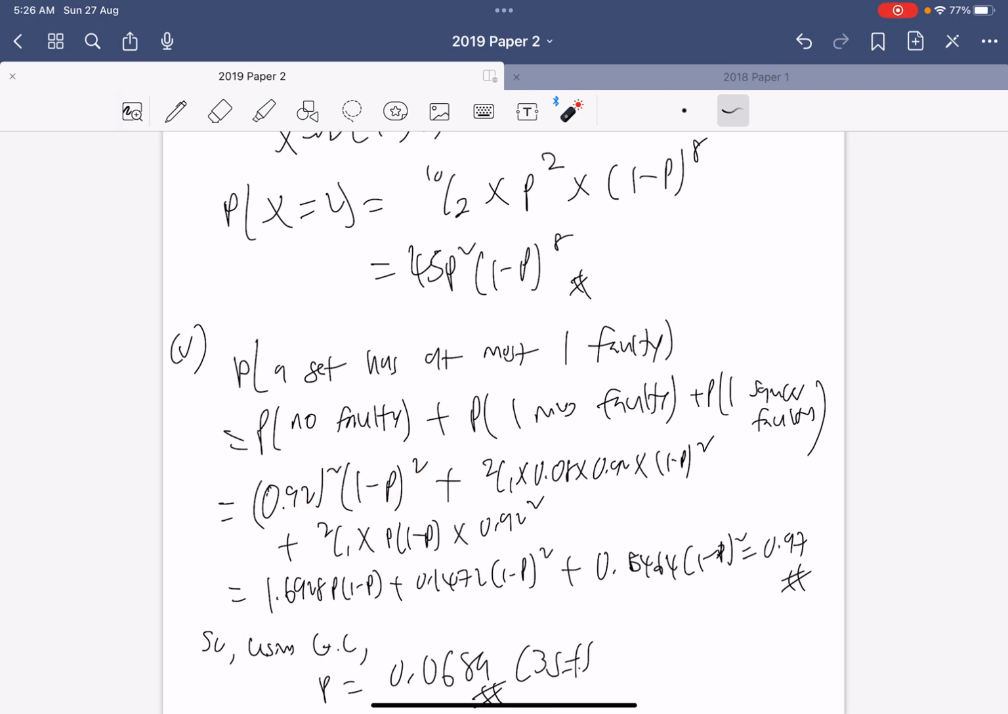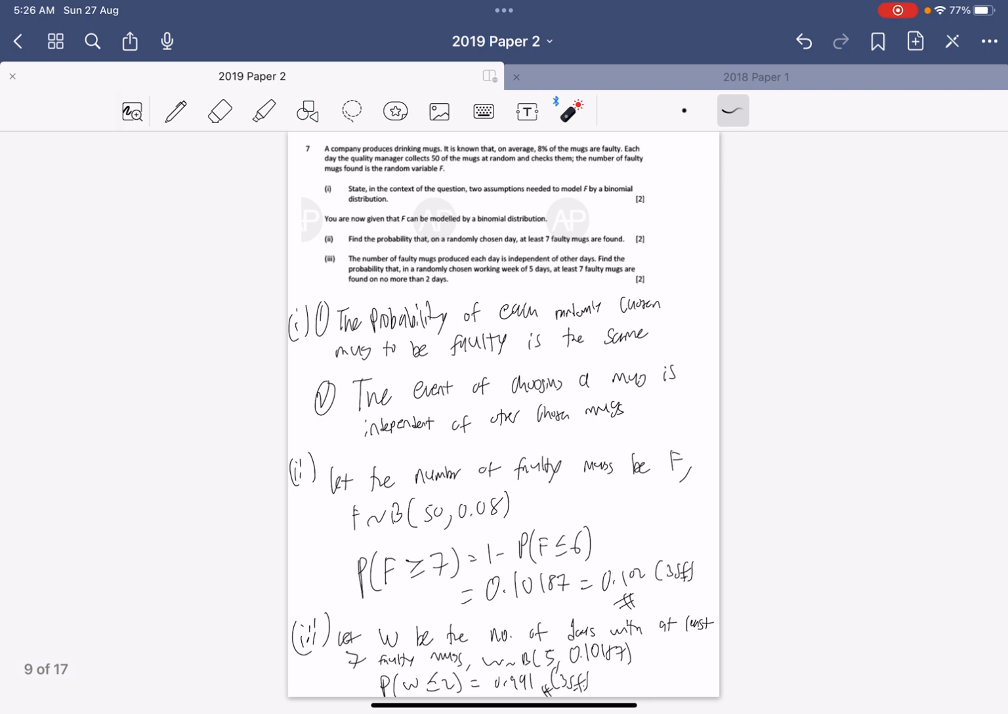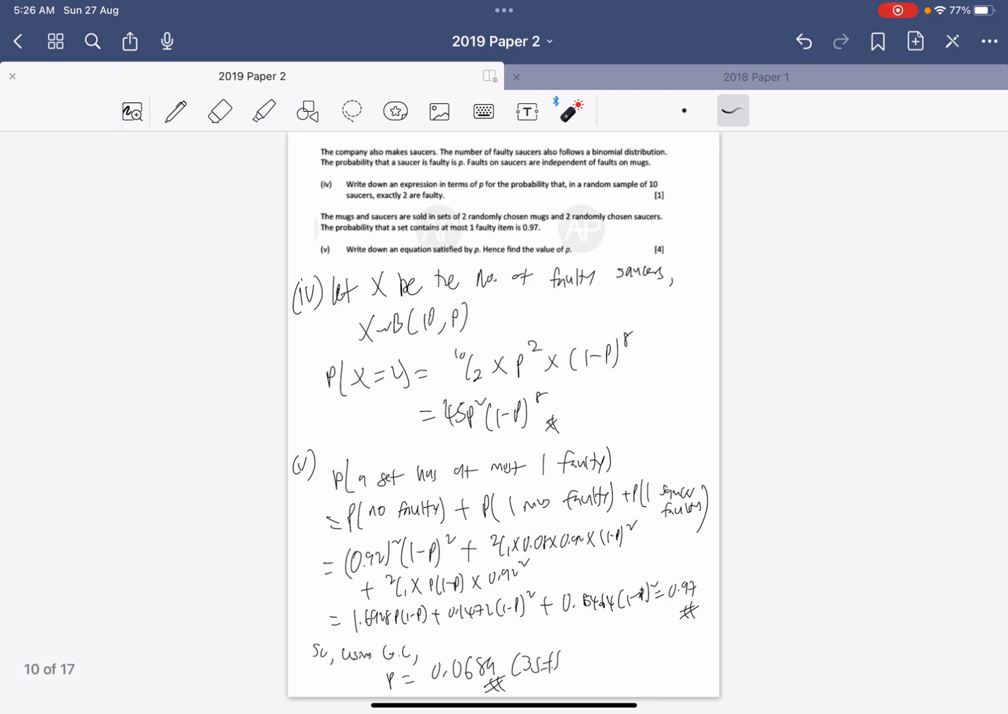Why? Because no faulty means you have 0.92 chance of non-faulty for the mug. Now you have 2 mugs, so it's 0.92 times 0.92. Same thing for saucers, it's (1 minus p) times (1 minus p). So together it is 0.92 squared times (1 minus p) squared.